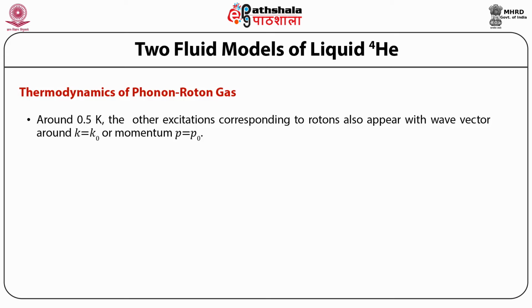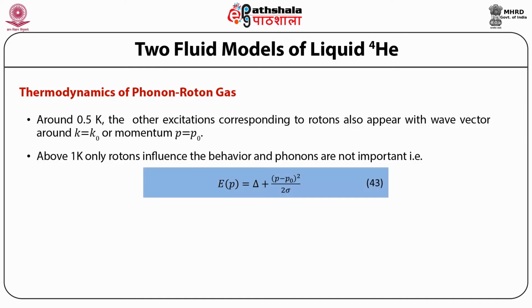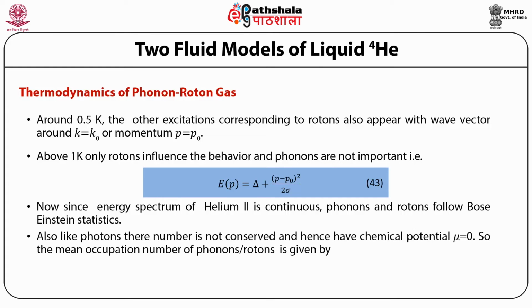Between 0.5 K and 1 K, both phonons and rotons influence the behavior of helium-2. Above 1 K, only rotons influence the behavior and phonons are not important. That is, Ep is equal to delta plus p minus p naught whole square divided by 2 sigma. Now, since the energy spectrum of helium-2 is continuous, phonons and rotons follow Bose-Einstein statistics. Also, like photons, their number is not conserved and hence they have chemical potential mu equal to 0.